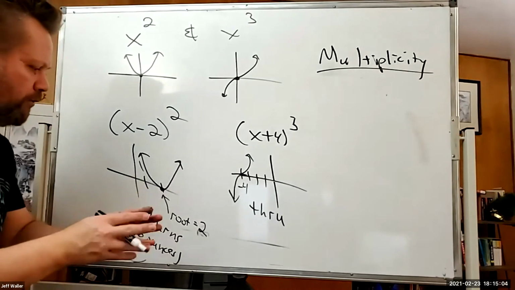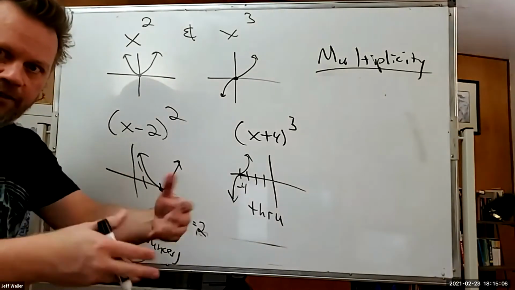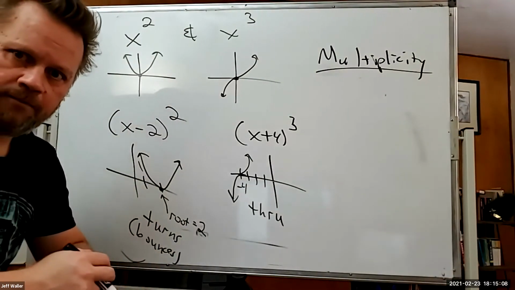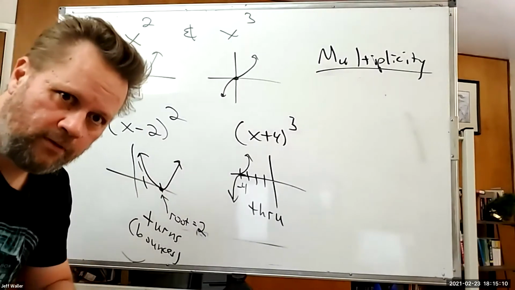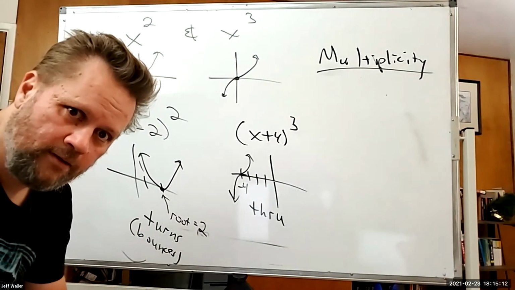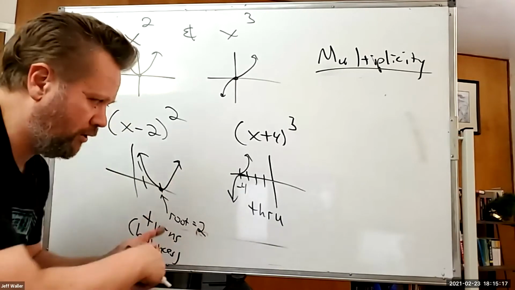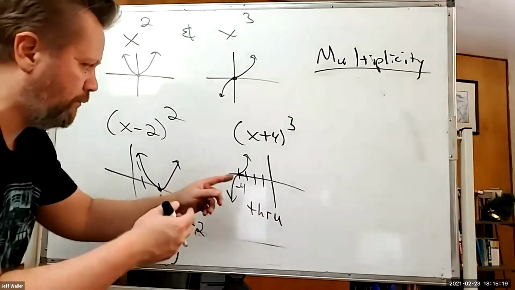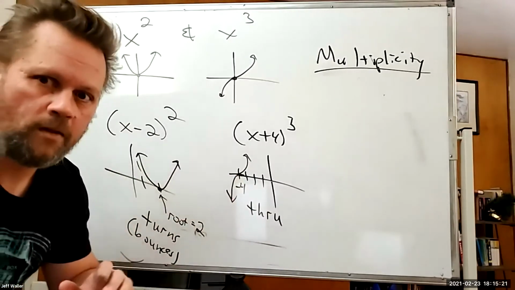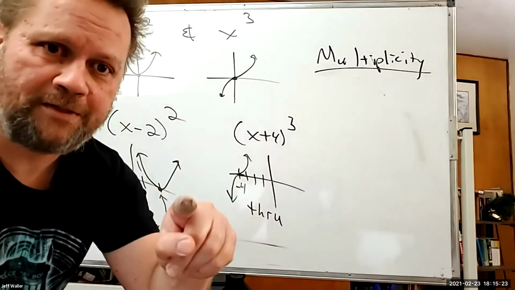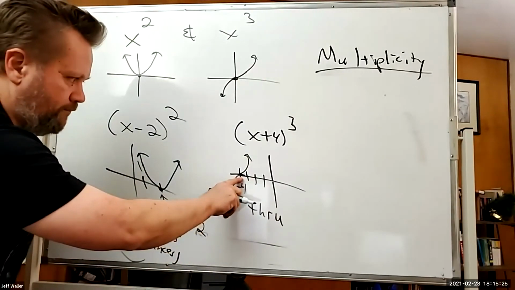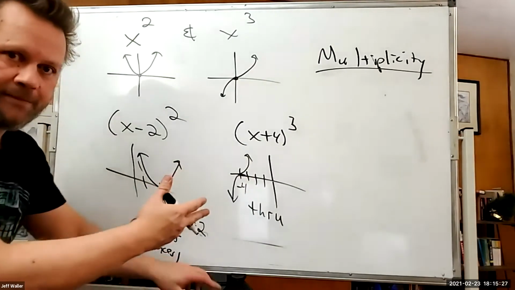And again, are you guys all cool with the word root? What's the word root another name for? No. It could turn or go through at the root. What's another name for the root? X-intercept. The root is the x-intercept.